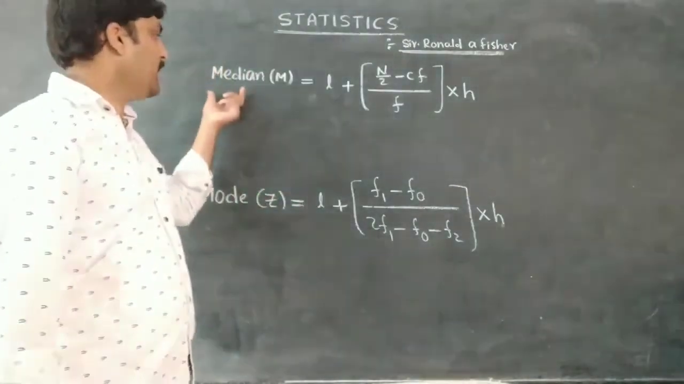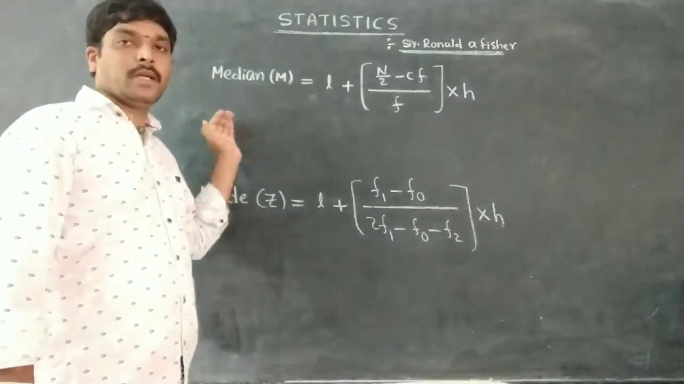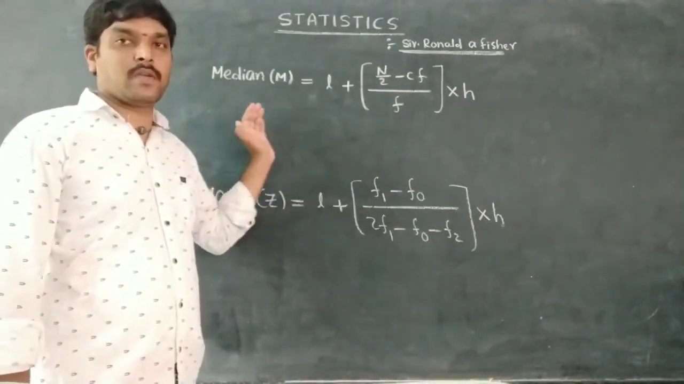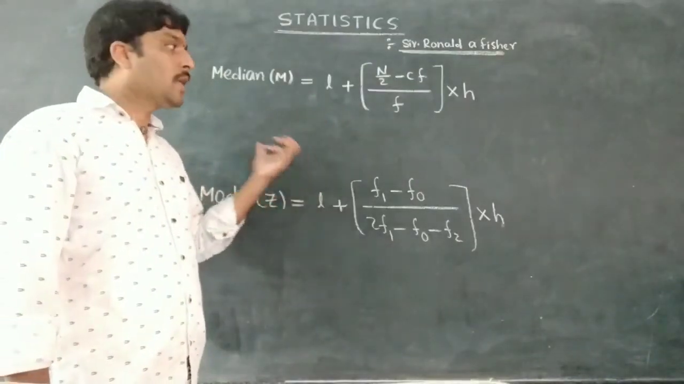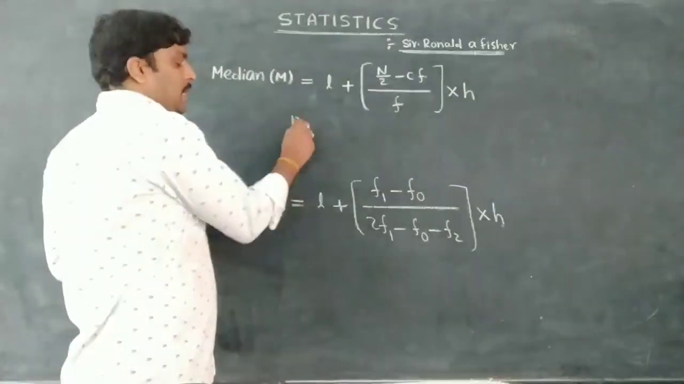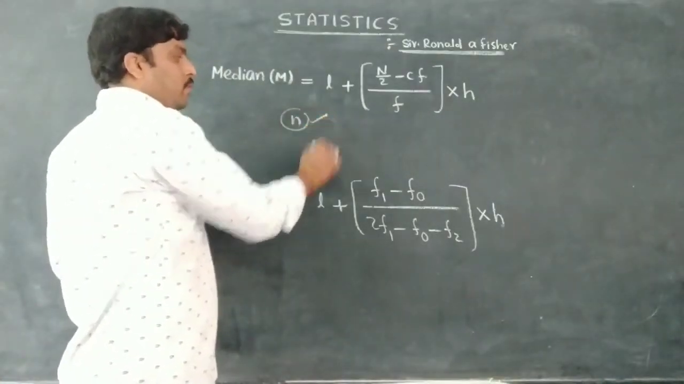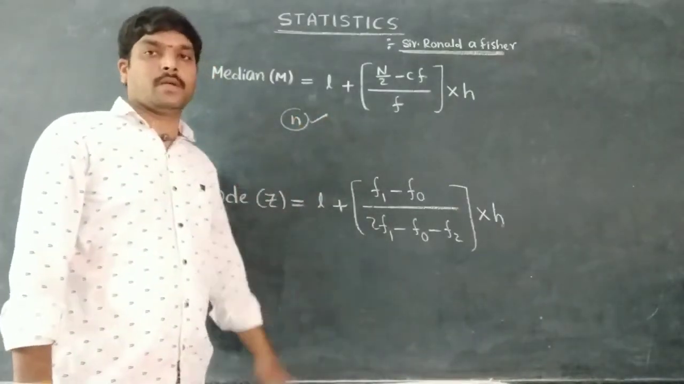Generally, for median, suppose ungrouped data is given, how to find median? First, write the given observations in ascending or descending order. In that order, suppose the number of observations is n. We will explain through examples next. So the median and mode formulas are over.